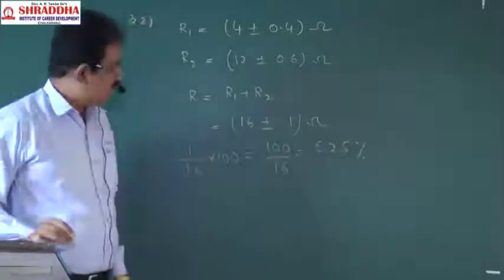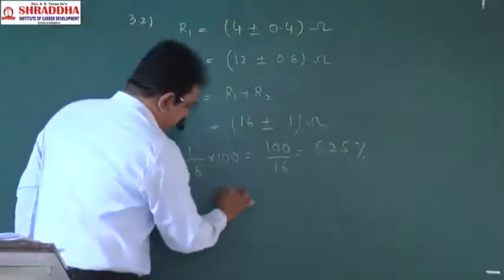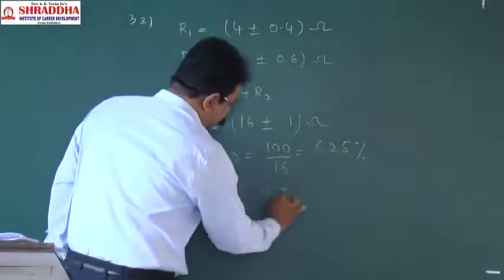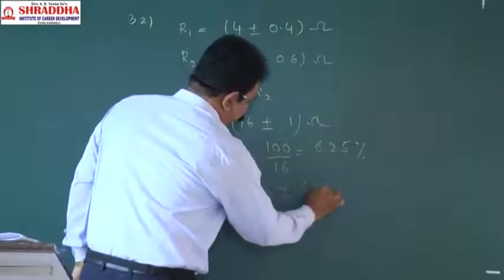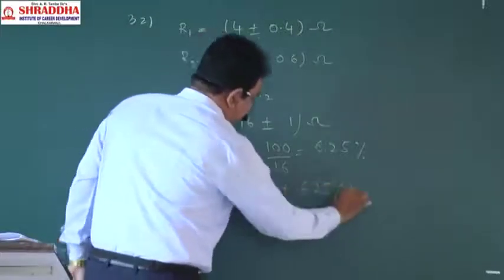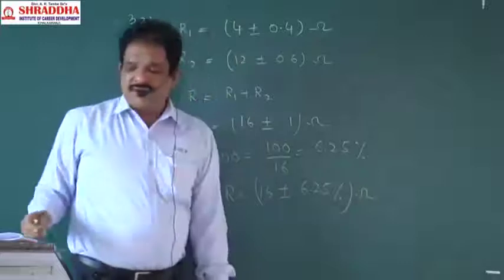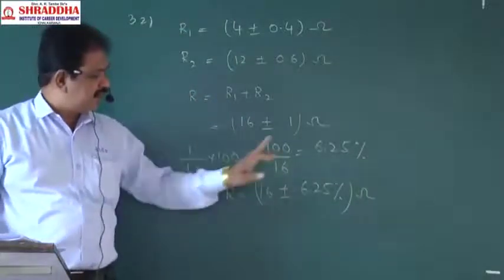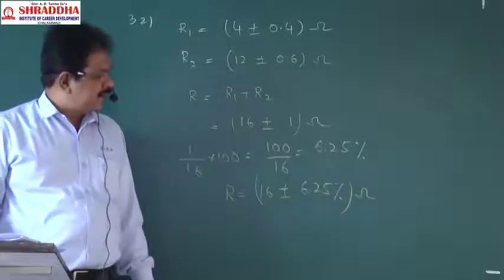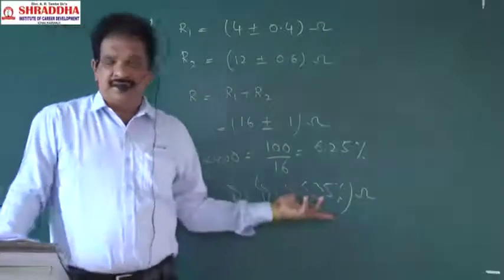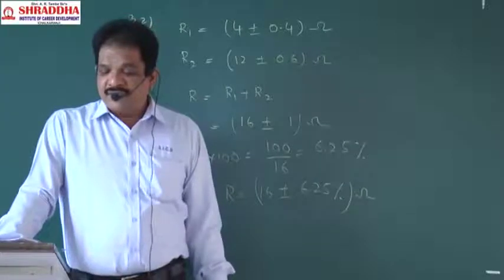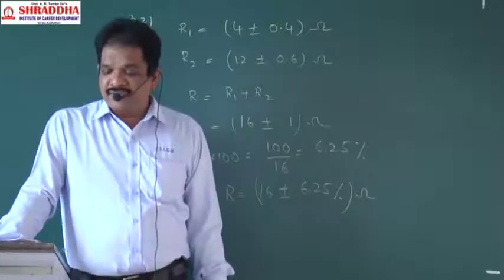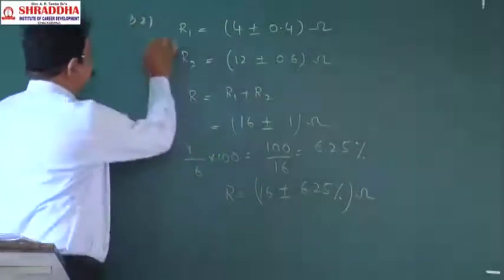So this value 6.25%. Okay. So therefore R value is equal to how much? 16 ohm plus or minus 6.25%. That is the answer. We can write like that also. Okay. That is the value. Next. So 32, it will be B.